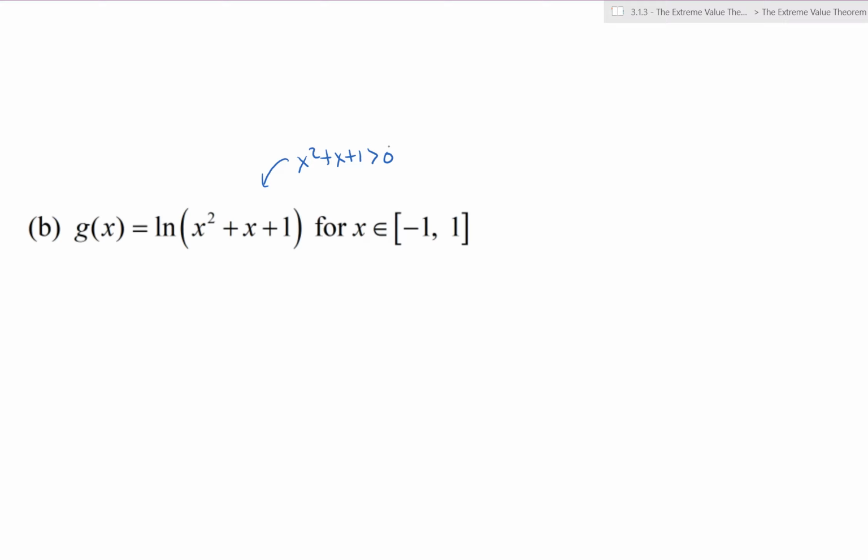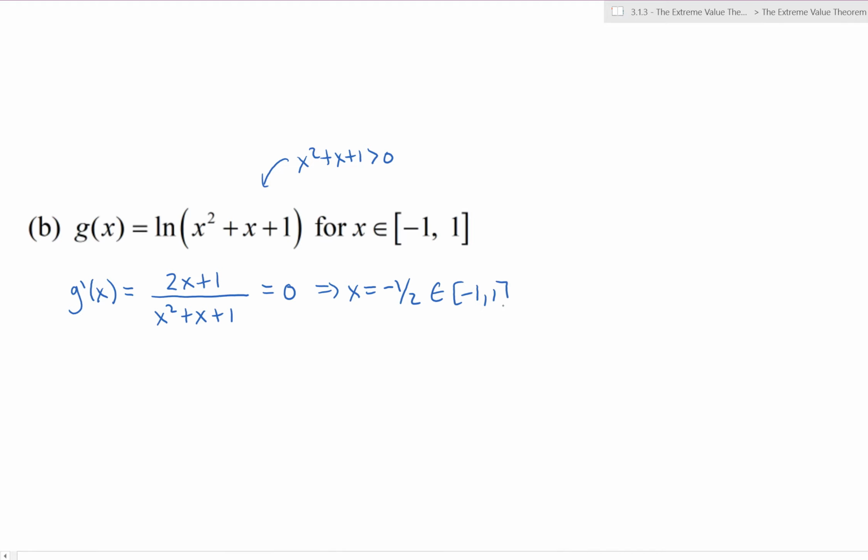So let's go ahead and differentiate it to find any critical points there might be. G prime of x is going to be, by the chain rule, the derivative of the inner function, that is 2x plus 1, divided by that inner function, x squared plus x plus 1. Now, again, the denominator is never 0, so I don't have to worry about the derivative being undefined. And so the only critical point we're going to get is when the numerator is equal to 0, and that is when x is equal to -1/2. So there's our critical point of type 1, and notice that -1/2 belongs to the closed interval for which we are concerned.